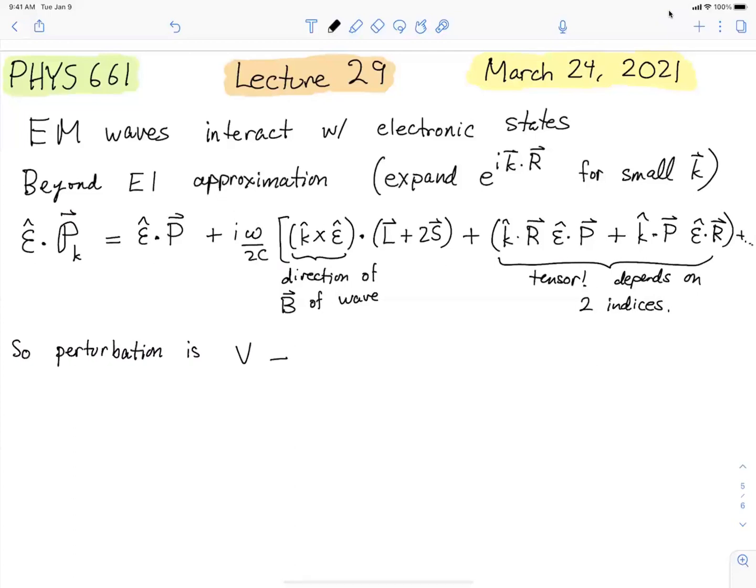And that V we're expanding as an electric dipole part plus a magnetic dipole part. That's the term with the direction of the B wave in it. And then an electric quadrupole term. And we'll talk later about what happens when you keep going. So this is magnetic dipole, and E2 is just jargon for electric quadrupole.